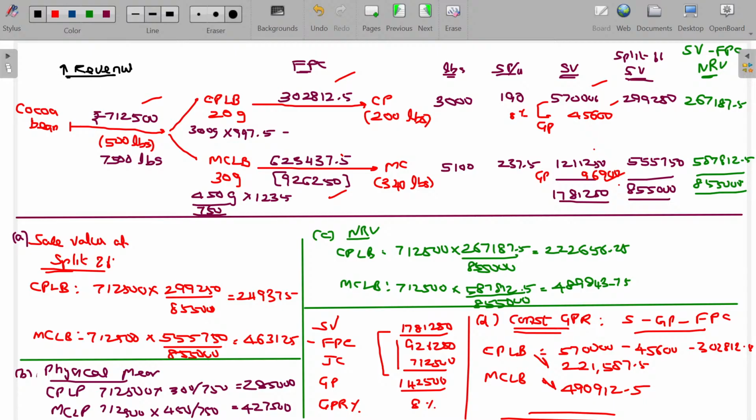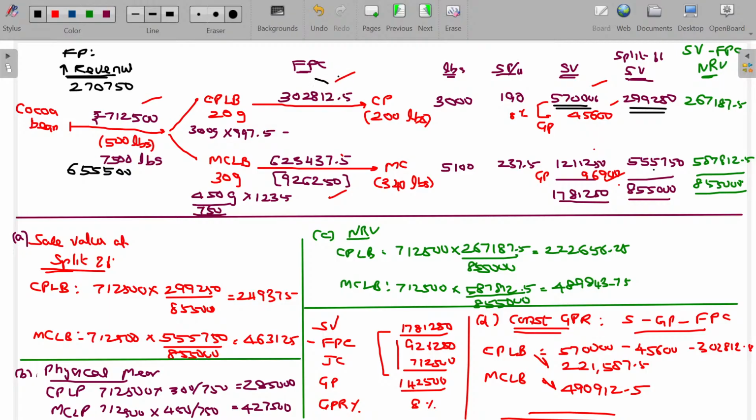Because of further process, you can sell for 2,99,250. Because of further process, you can sell it for 5,70,000. What is the additional profit or revenue you are getting because of further process? Incremental revenue because of further process, the increase in revenue, how much? 2,70,750. What about this one? 5,55,750 increased to 12,11,250. 6,55,500. Compare the first one.